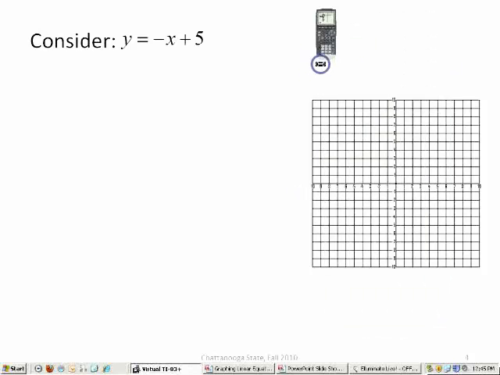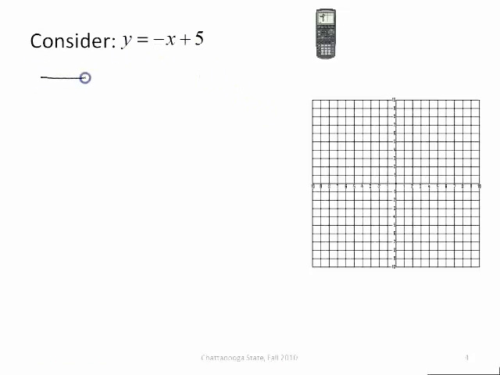Let's look at another one. Y equals negative x plus 5. This is in the same order, so I'm going to work it the same way. I'm going to make myself a little chart.